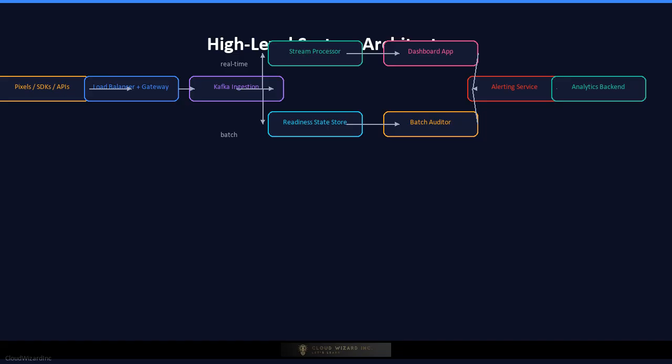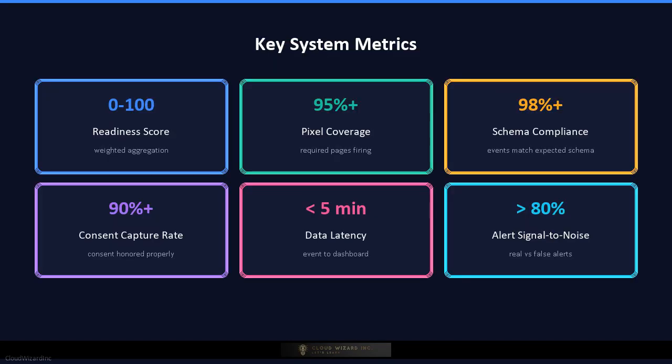The dashboard application serves the user interface, drill-down reports, and remediation tracking. An alerting service consumes readiness events and sends notifications based on user-configured rules. The analytics backend stores historical readiness trends and supports executive reporting. The key metrics to memorize cold. Overall readiness score, usually 0 to 100, averaged across advertisers or campaigns.